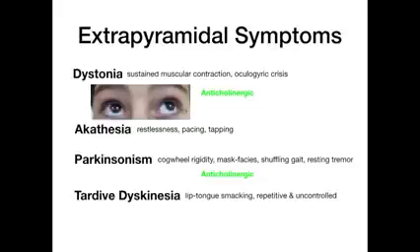For dystonia, for sustained muscular contractions, we treat it with anticholinergics. Same thing, benztropine or Benadryl. For akathisia, we're going to use a beta blocker. Again, these people are restless. They're walking around, they're pacing, they're tapping. So we want them to chill out. We're going to give them a beta blocker.